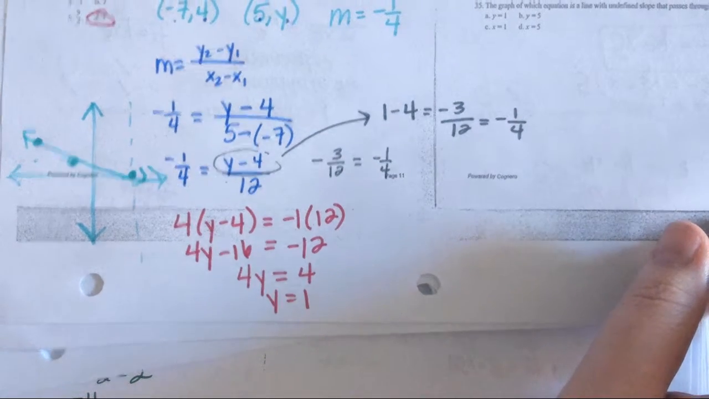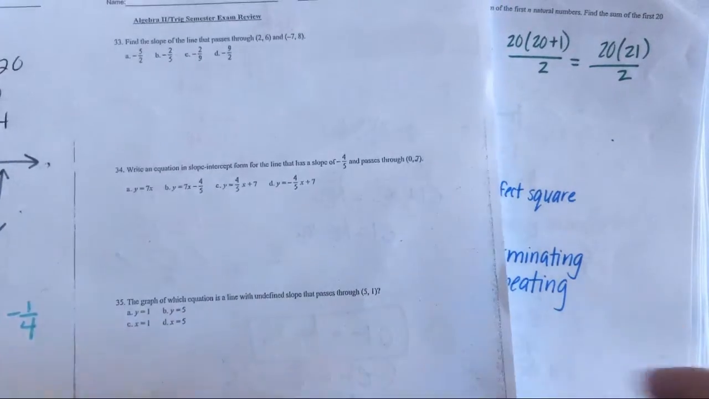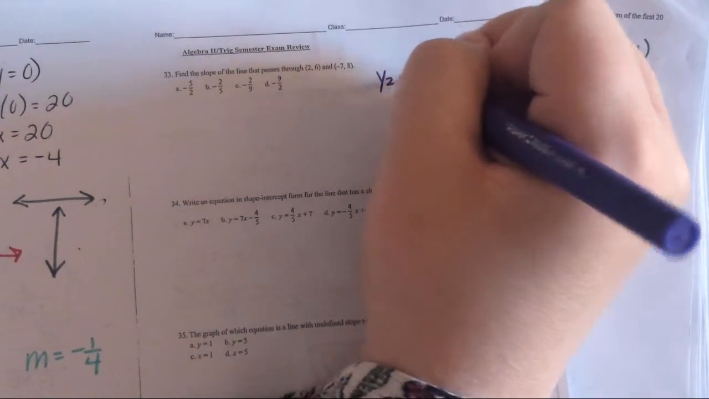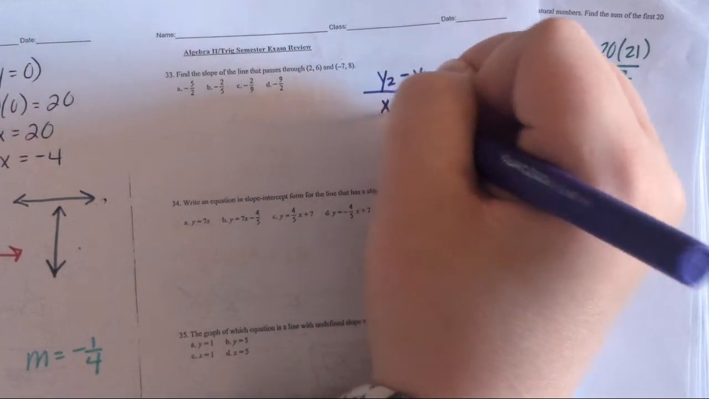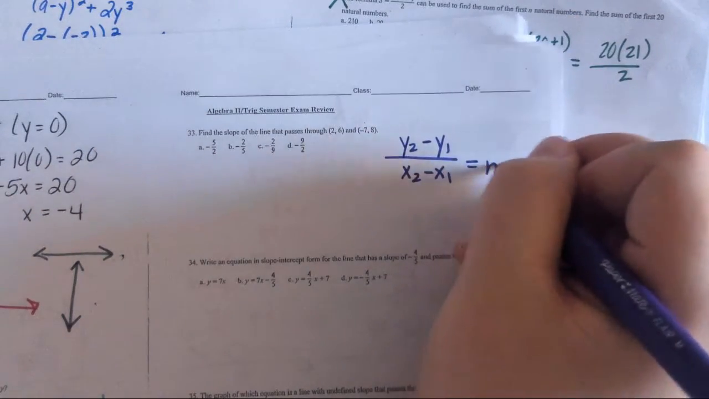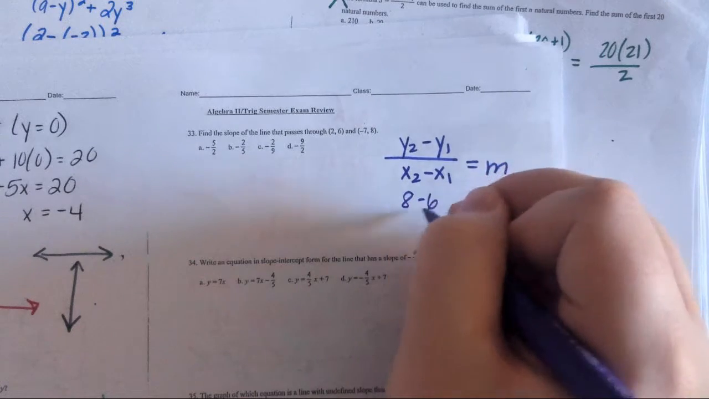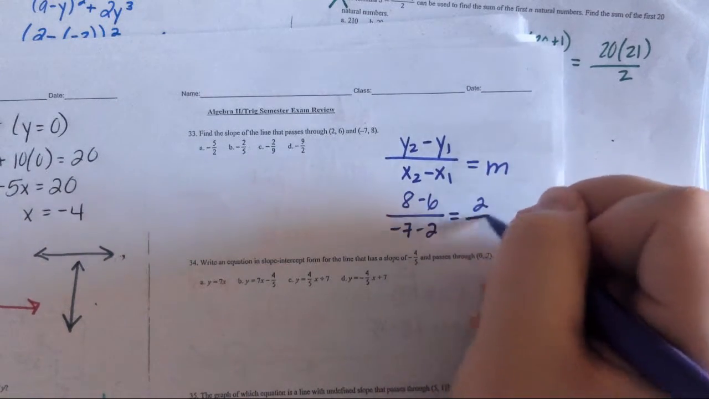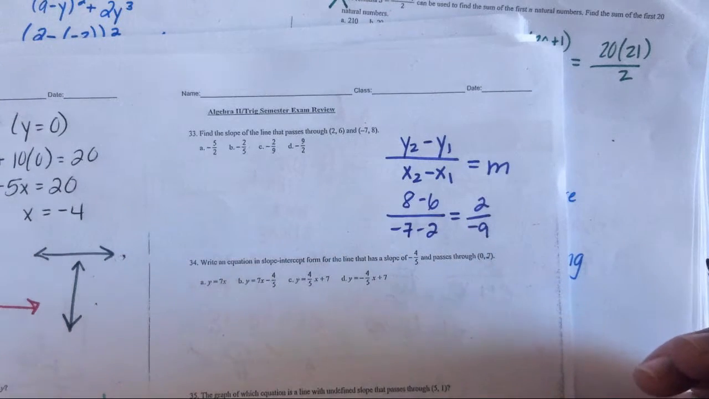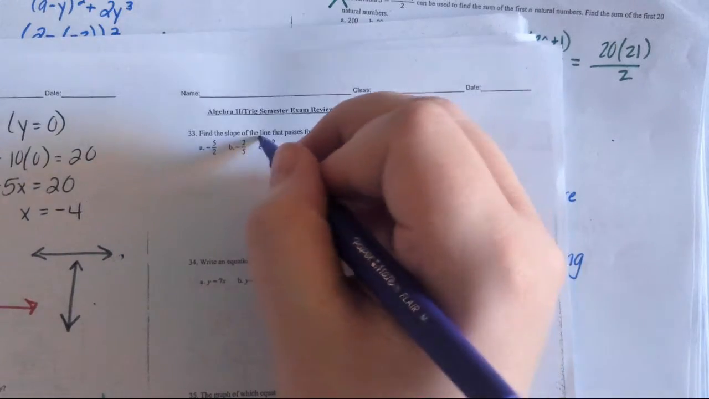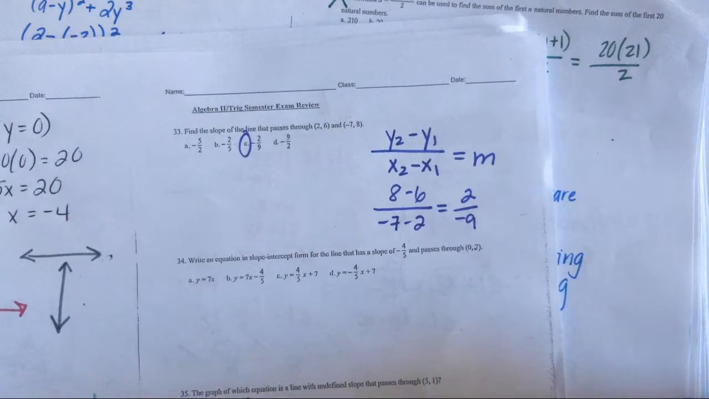Okay, 33 is more like what I was expecting, where they give you 2 points and you literally just calculate the slope. So 33, y2 minus y1 over x2 minus x1 is going to be our formula for our slope. So 8 minus 6 over negative 7 minus 2, I get 2 over negative 9, which is the same as C. So 33 is C.